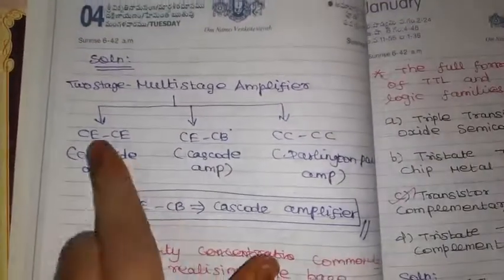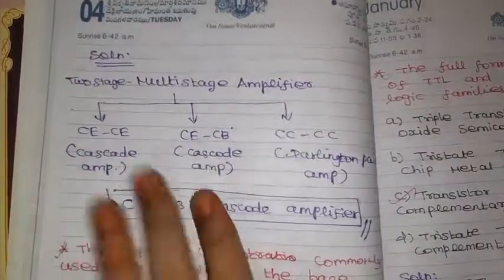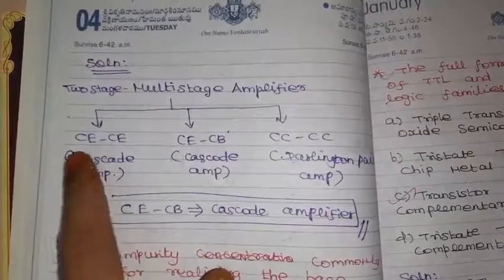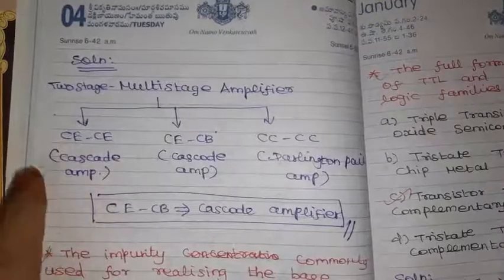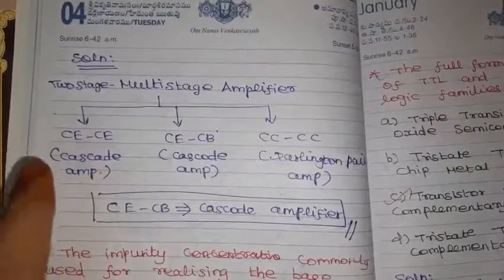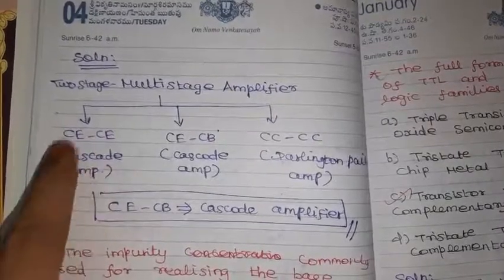In a two-stage multi-stage amplifier, we will have three different combinations: CE-CE, CE-CB, CC-CC. CE-CE is known as cascade amplifier. See carefully, cascade means both common emitter.